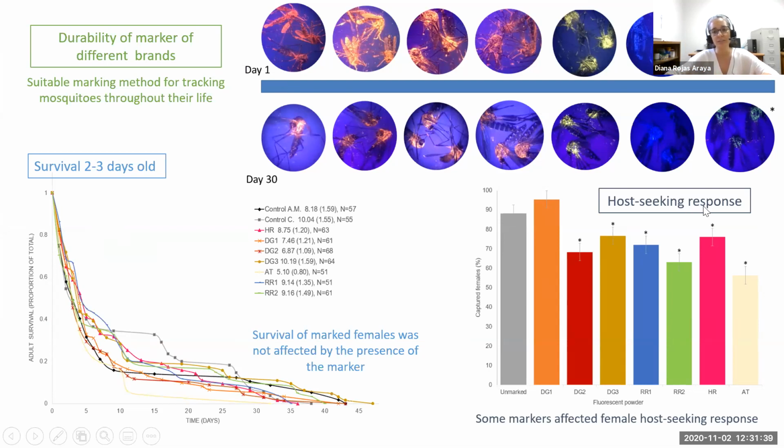And in the part of the host seeking response, even though most of them had high recapture rates with the marked females, they did show a significant difference from the unmarked females, except for one of the powders, the Day Glow Eco Series one. For this one we didn't find any difference. So that was the powder that we continued using for the rest of the experiments, the other 6 experiments.